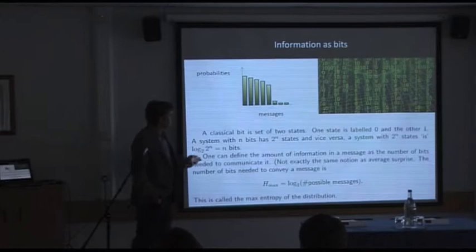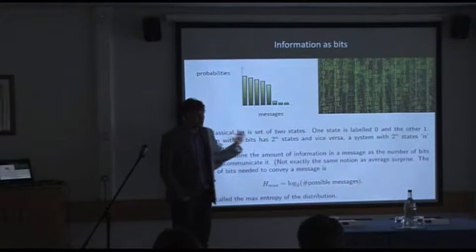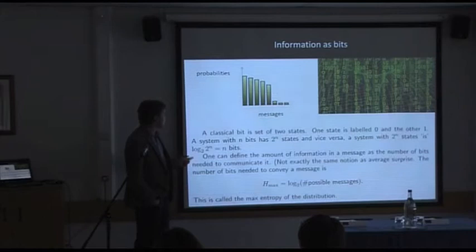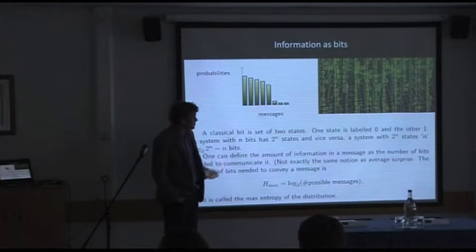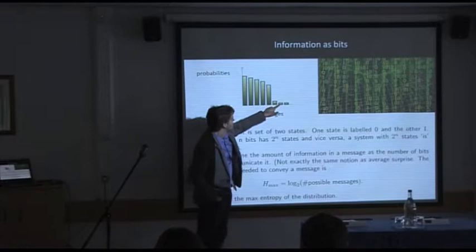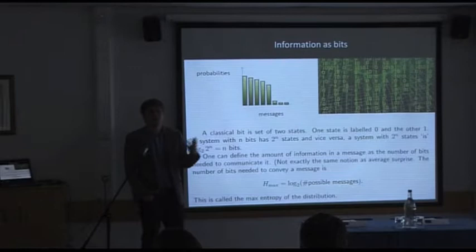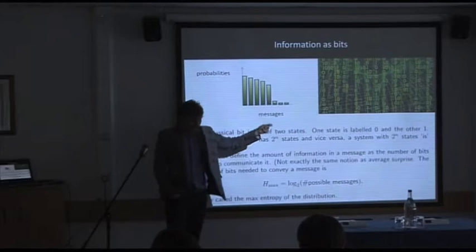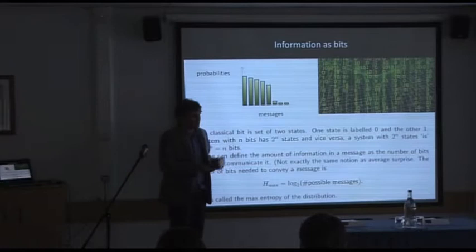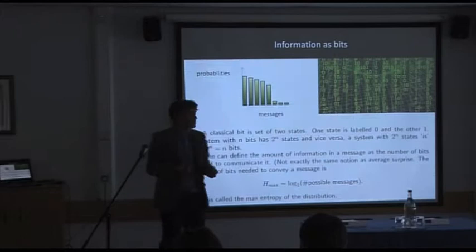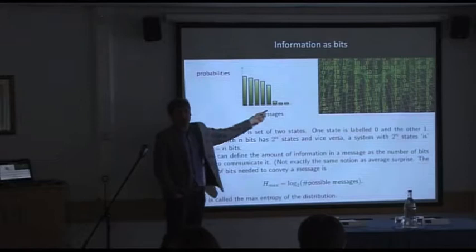You could now define the amount of information in a message, instead of as the average surprise or average information gain, as the number of bits that is needed to communicate the message. And it's not exactly the same thing. So, for example, let's say I have 1 out of 1, 2, 3, 4, 5, 6, 7, 8 messages possible. Then I need 8 states to communicate this message. This could be that I send it actively to you by sending you a system, but it could also be that I just encode this data in a system as a memory, and then later you come and read the memory. It's the same thing. So how many states does this memory need? It needs 8, because all of these things are possible. So I'm saying it could be 1 out of these 8 messages.